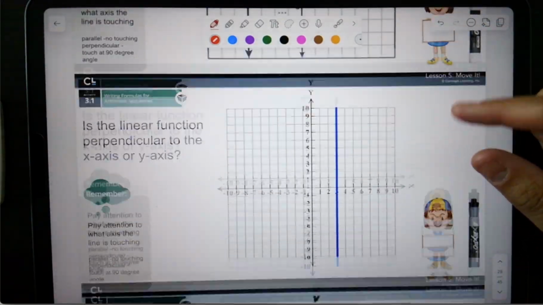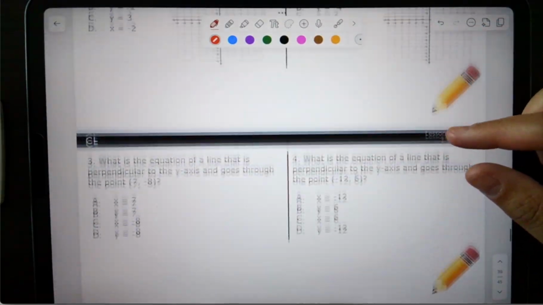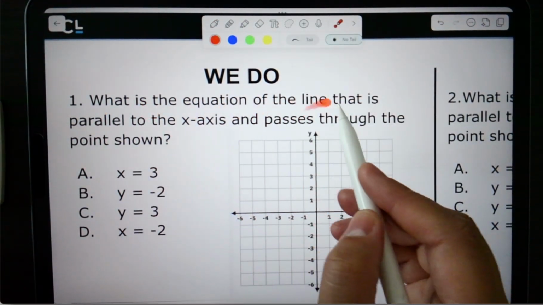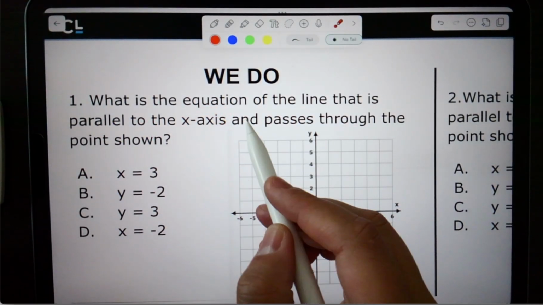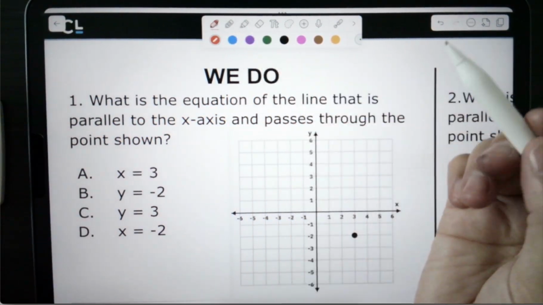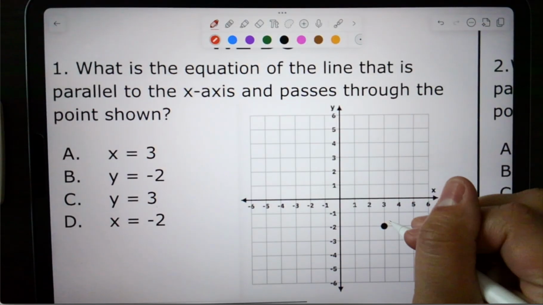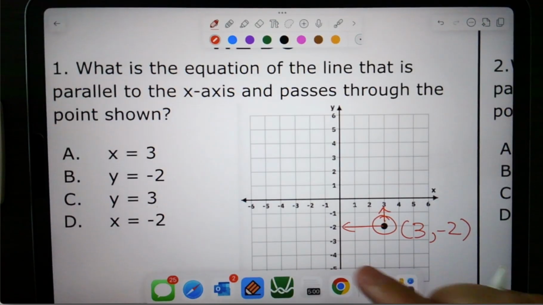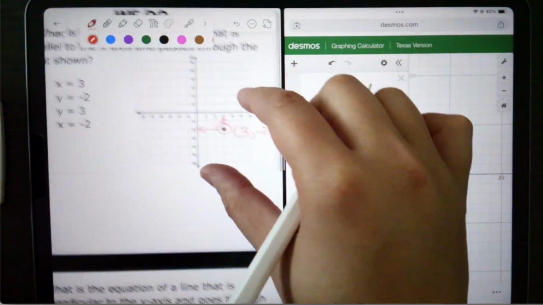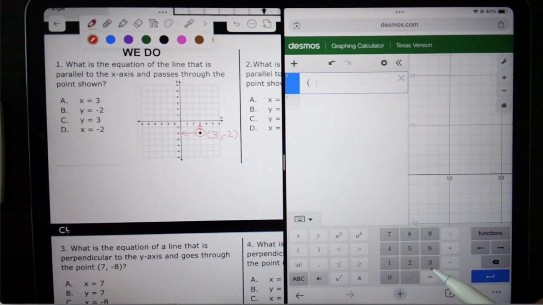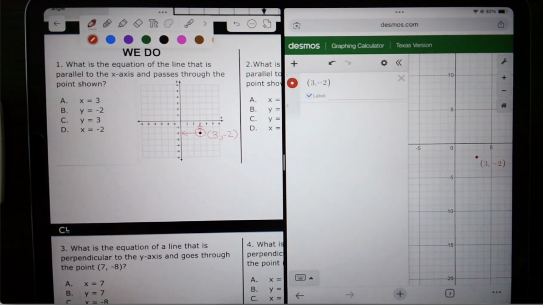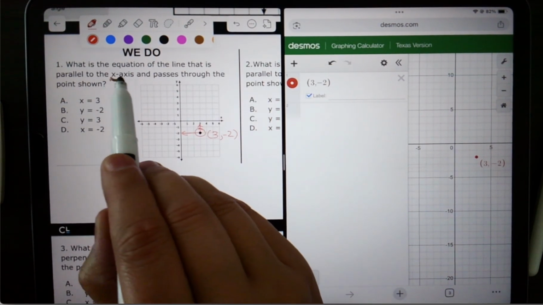Pause the video if you need. Let's try number 1. Number 1 says, what is the equation of the line that is parallel to the x-axis and passes through the point shown? I like to do this in Desmos, so we're going to see this. We have 3 is my x, negative 2 is my y. So we're going to go to Desmos, and we're going to put that point in Desmos. Parentheses, 3, comma, negative 2. We're going to label it, and my graph isn't good, so I'm going to press the home button, and here it is.